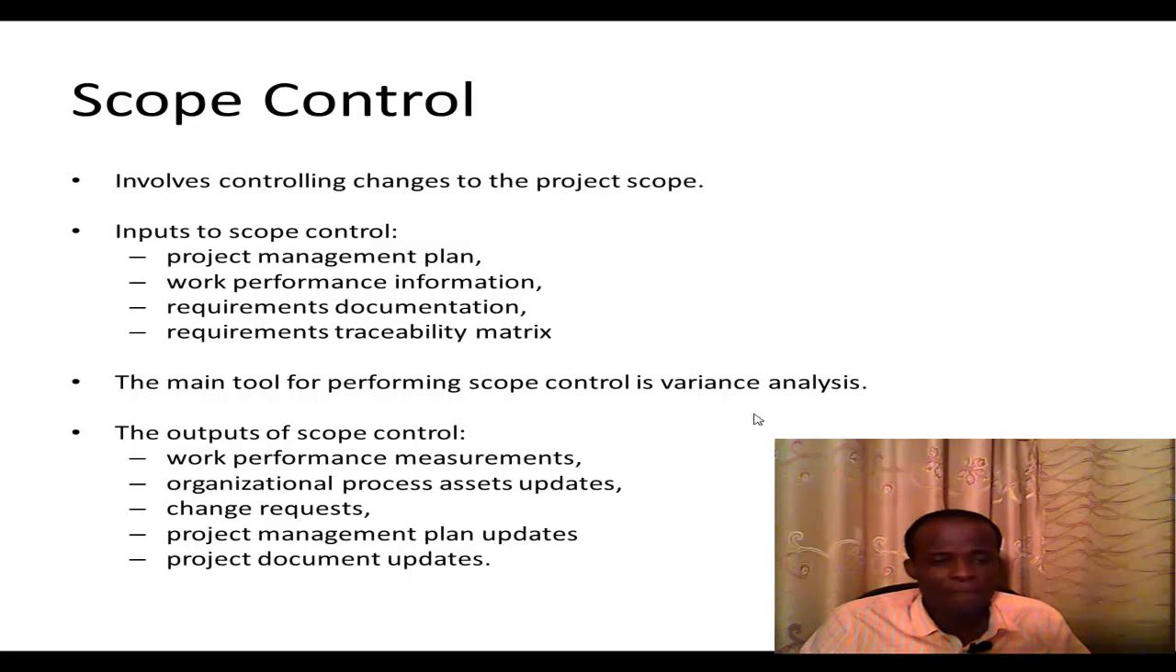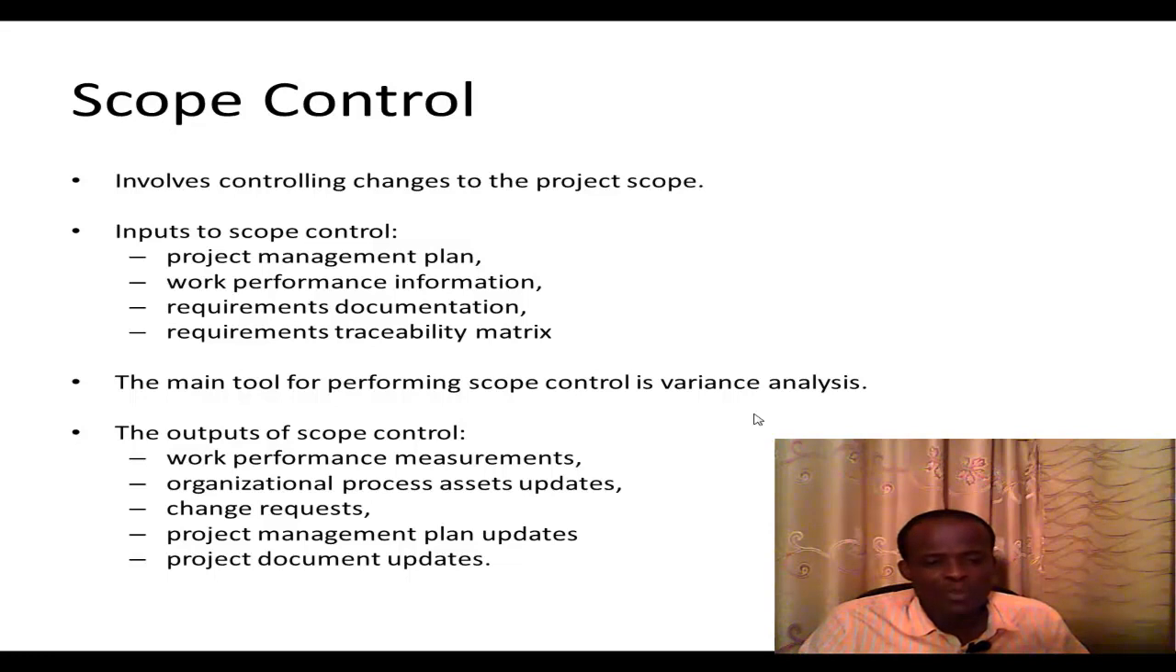process. So there should be a project management plan, which of course we've spoken about earlier. Then there should be work performance information. So as the project unfolds, any information that needs to be gathered should be gathered, following whatever methodology has been agreed upon. And again, requirement documentation. Remember, we discussed this during the requirement collection process. And the requirements traceability matrix, very important. So these are the inputs to scope control under the scope control process.